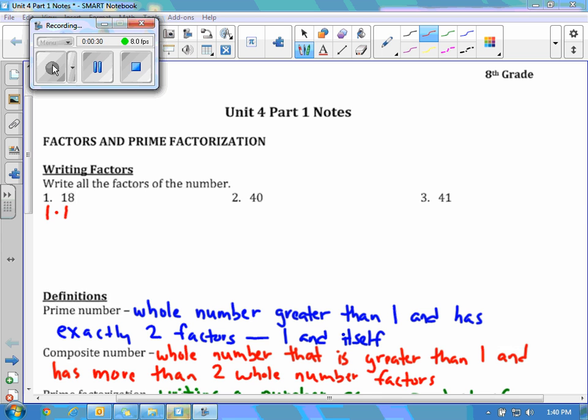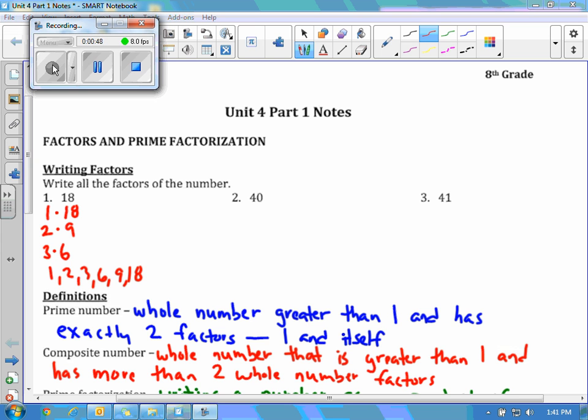We're going to have 1 times the number itself, so 1 times 18. We ask ourselves if 2 can go in, so 2 times 9, 3 times 6, and then we're done there. So the factors are 1, 2, 3, 6, 9, and 18.